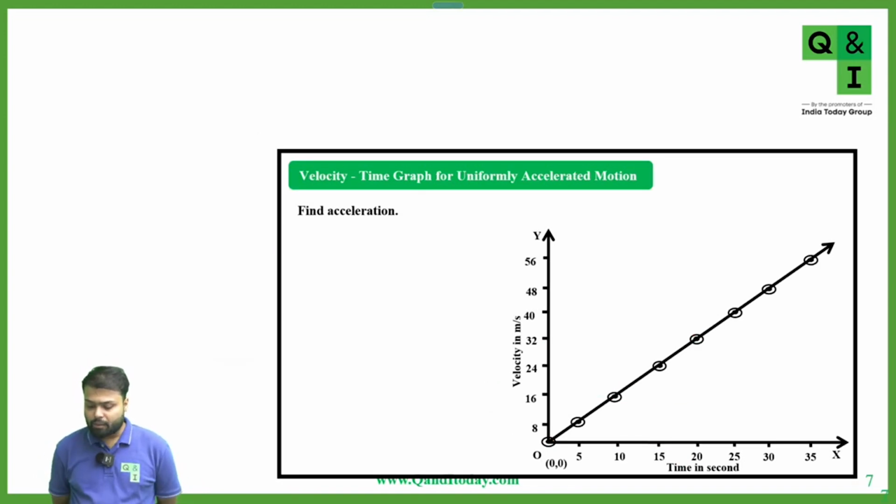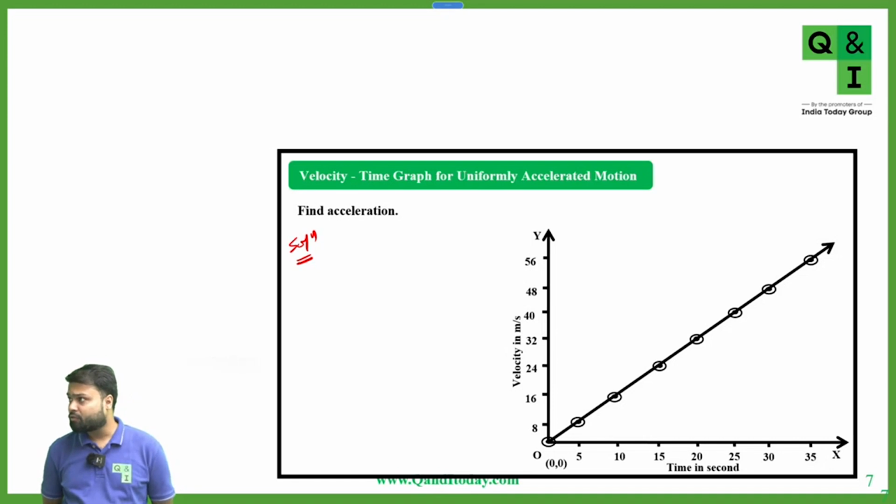Now here we are given the velocity time graph for uniformly accelerated motion and we have to calculate the acceleration. Everyone tell me, what is the acceleration here? Now what is acceleration by definition? Zero. Why, Arush? What is acceleration? Tell me. Change in rate of velocity. Okay. Now Arush, if acceleration is zero, is there any change in velocity?